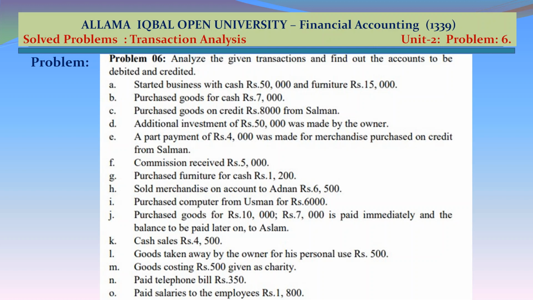I. Purchased computer from Usman for 6,000 rupees. J. Purchased goods for rupees 10,000. Rupees 7,000 is paid immediately and the balance to be paid later on to Aslam. K. Cash sales 4,500. L. Goods taken away by the owner for his personal use 500. M. Goods costing 500 given as charity. N. Paid telephone bill rupees 350. O. Paid salaries to the employees 1,800.